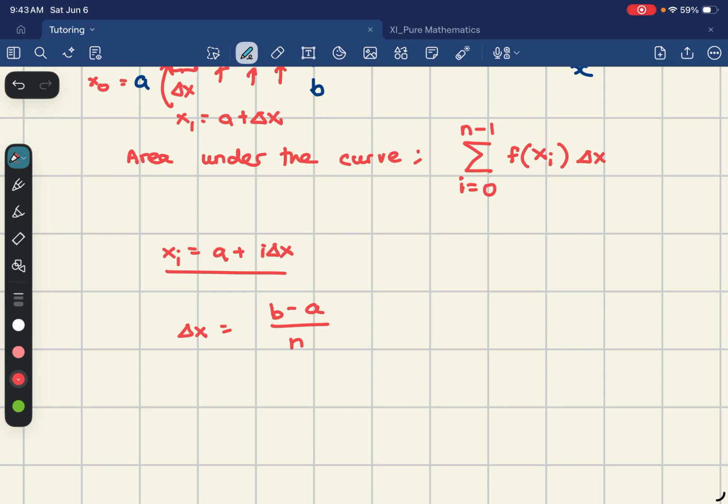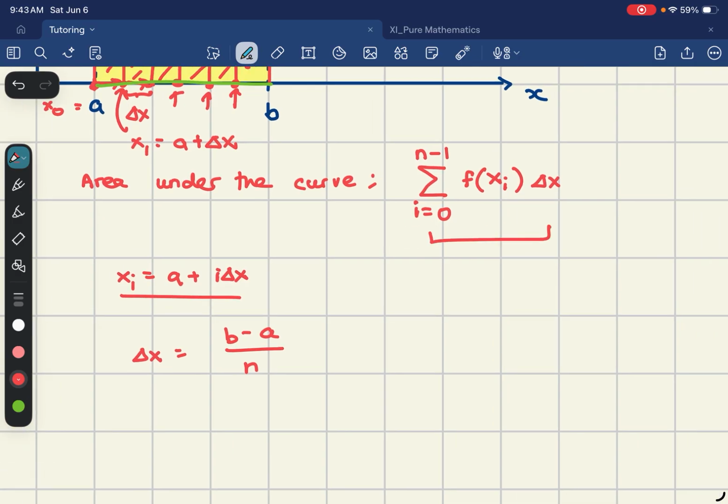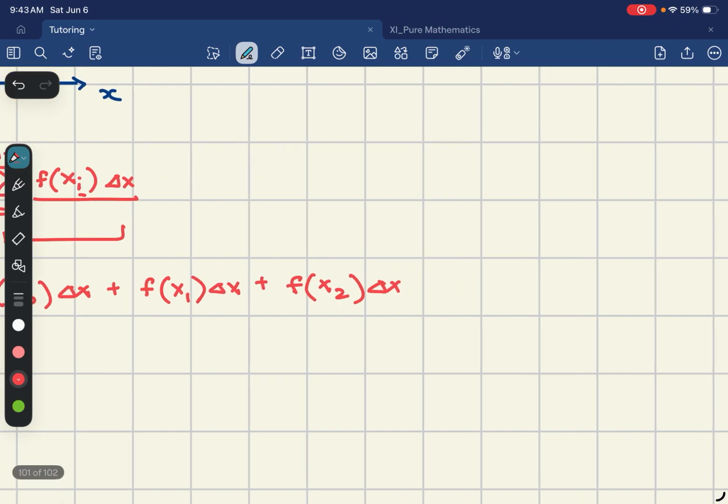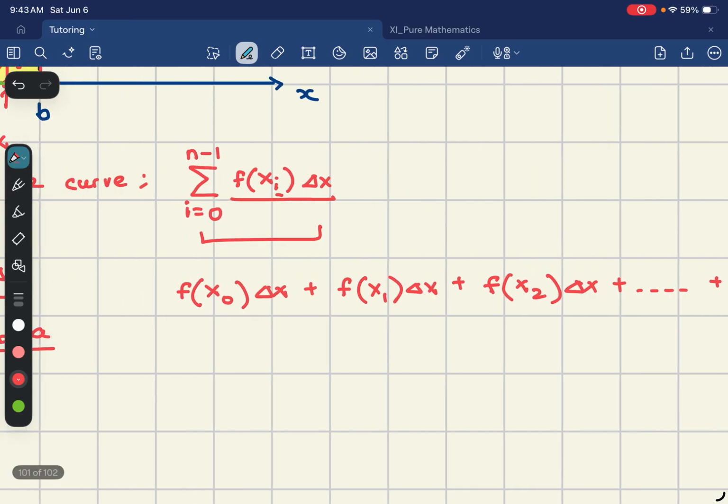Before we go on, what does this mean? Well, this just means f(x0) delta x plus f(x1) delta x plus f(x2) delta x. You substitute 0 wherever your i is, and sigma just means plus. So I just substituted i equal to 0 here, plus, and then you move on to i equal to 1, i equal to 2, and then you do it on and on up until you get to i equal to n minus 1, times delta x. So that is just what this means.